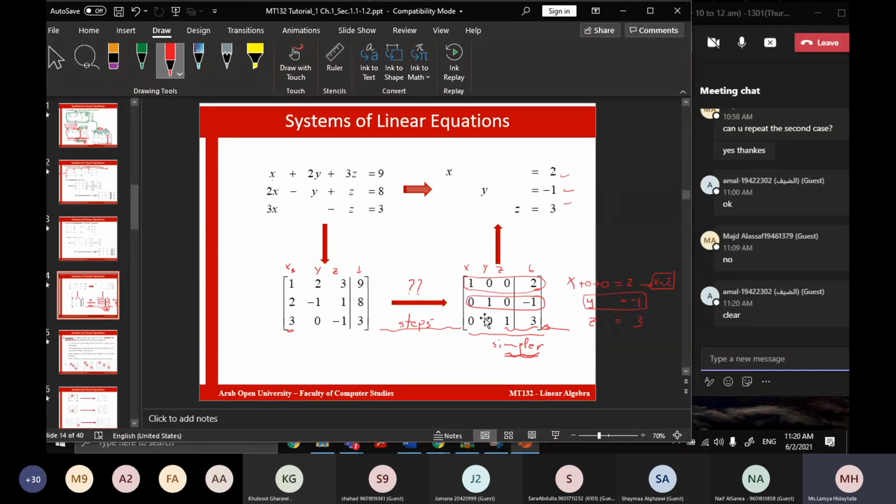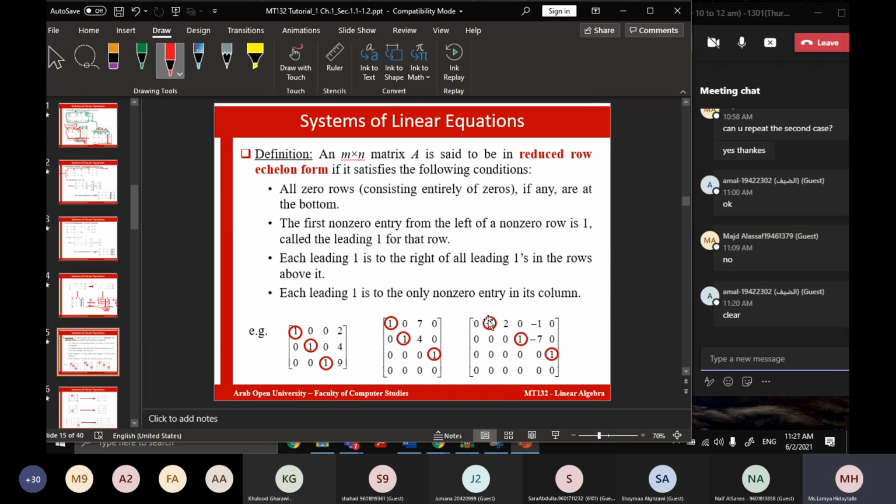How can I know that? What is the echelon form? Let me tell you about the echelon form. If we have any M times N matrix, I can say that it is in the echelon form if it satisfies 4 conditions. What are they?